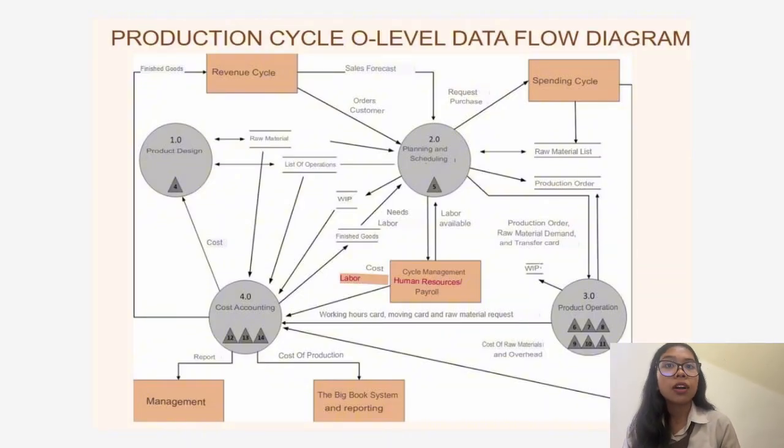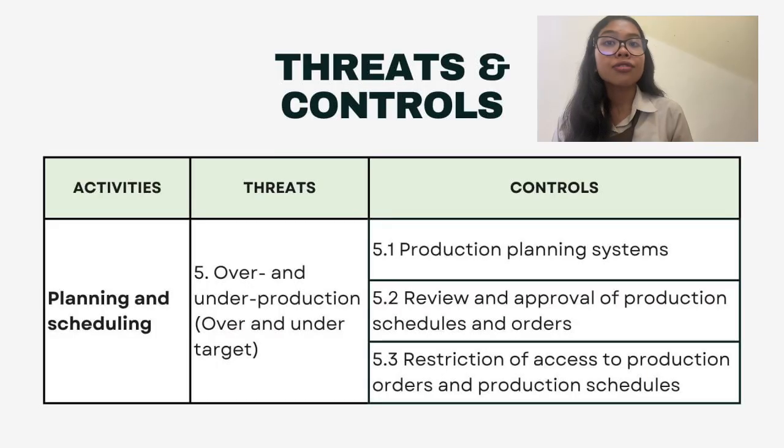The risks and controls associated with this stage include, for the threat, over and under production or targets, and for the control, production planning system, review and approval of production schedules, and others. And the last is restriction of access to production orders and production schedules.